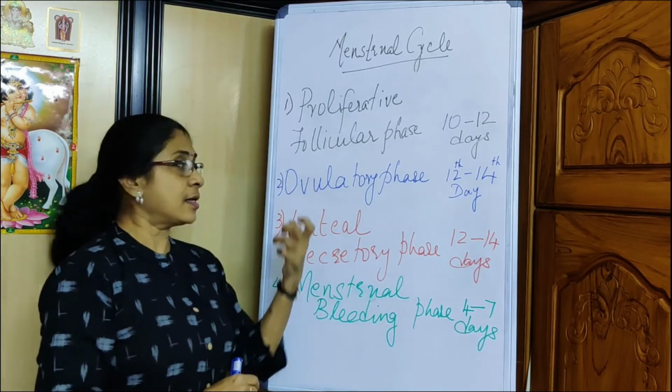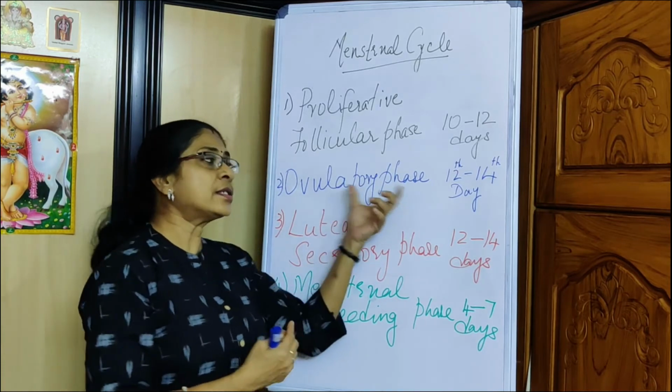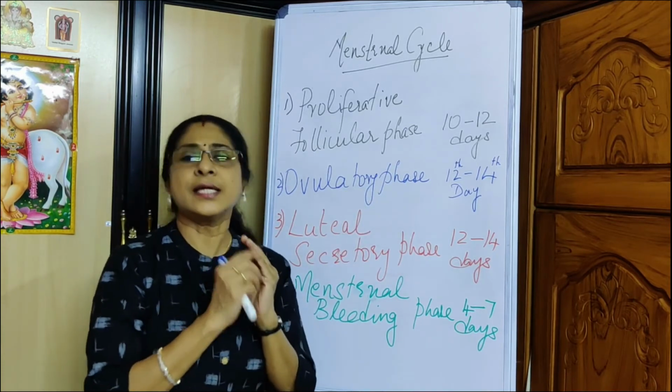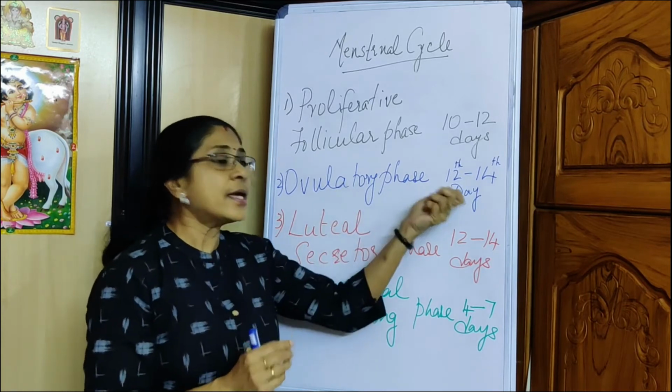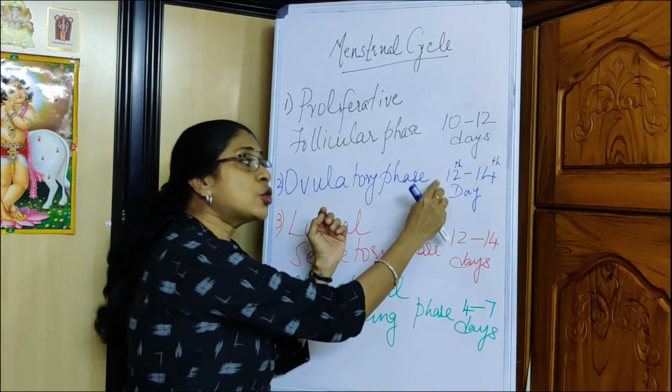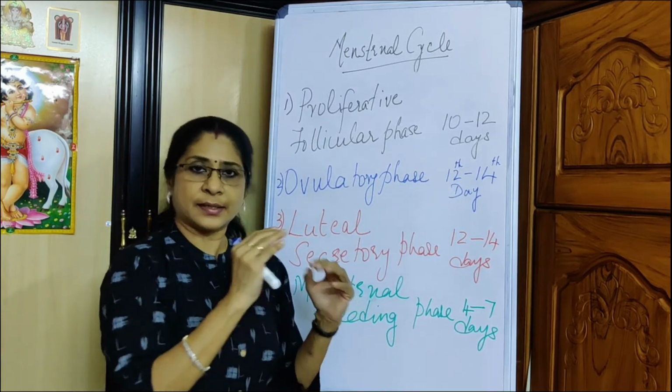Coming to the second phase. The second phase is called the ovulatory phase. The ovulatory phase actually lasts for just 3 days. Though it is called a phase, it has only 3 days and it is just on the 12th, 13th and the 14th day of that particular cycle.